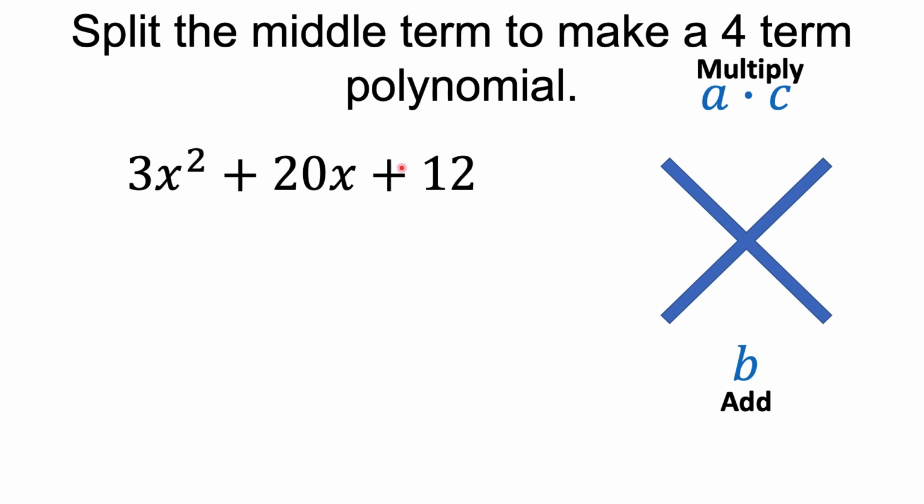First step, this x thing that we have over here is to help organize our thoughts. So first step is 3 times 12, a times c, which is 36. And then I'm going to take this 20 and put it at the bottom of this x.